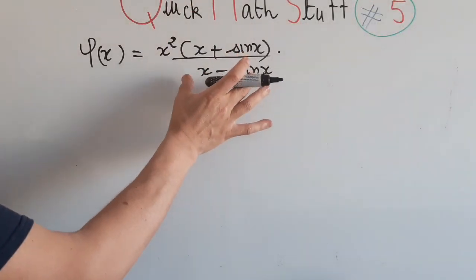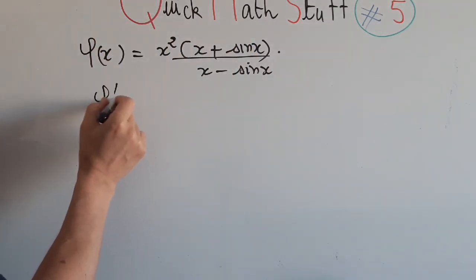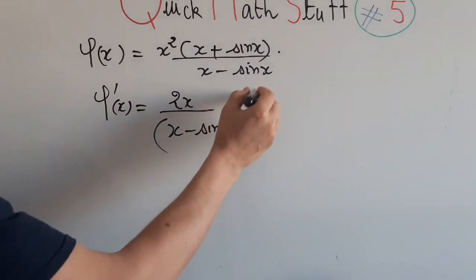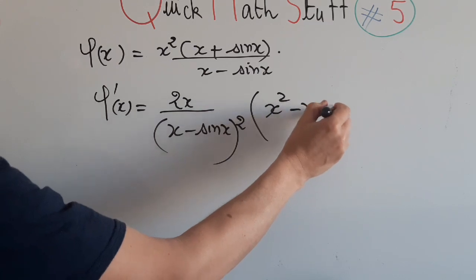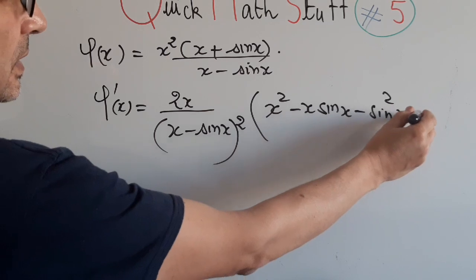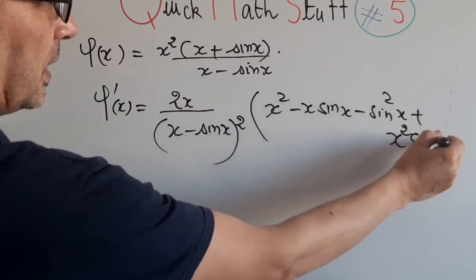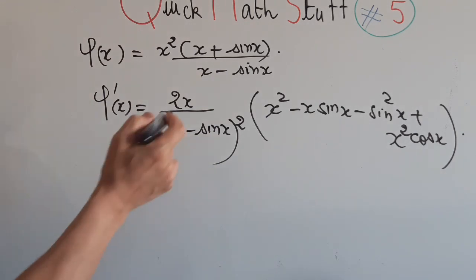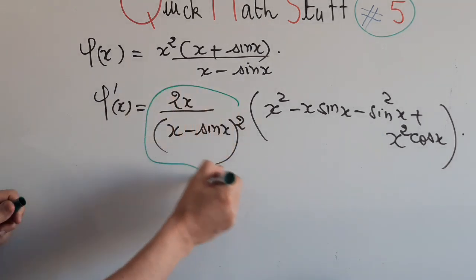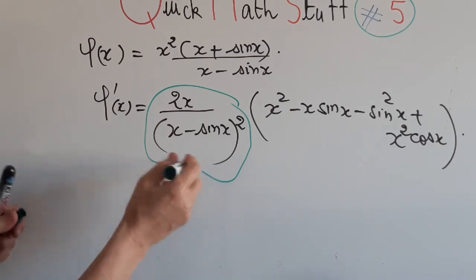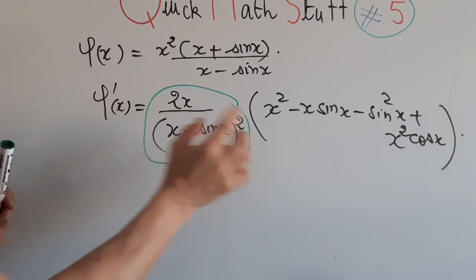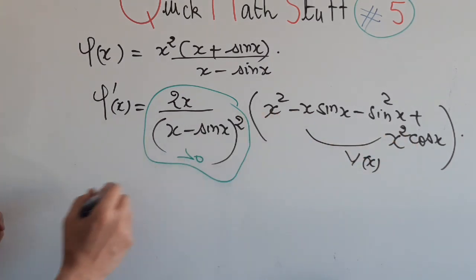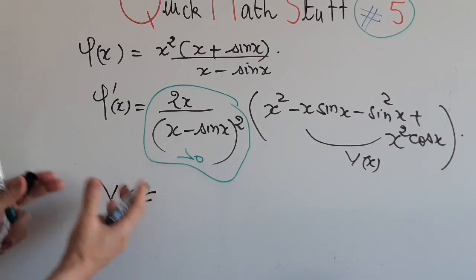By a careful computation of the derivative of this function, you will find the following expression: 2x over (x minus sine x) squared, times (x squared minus x sine x minus sine squared x plus x squared cosine x). Please do this computation carefully to find the exact expression. Now, because that term is positive, because x belongs to (0, pi), the sign of phi prime depends only on the sign of this expression. We will denote it by V(x). Now, we have to find its sign.